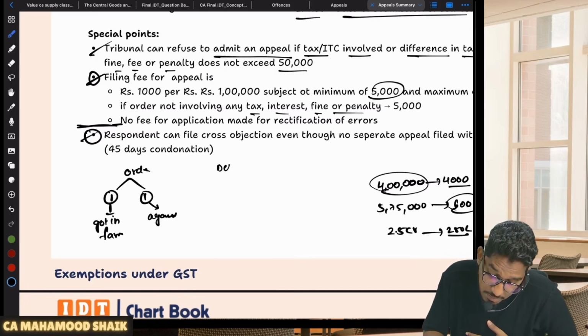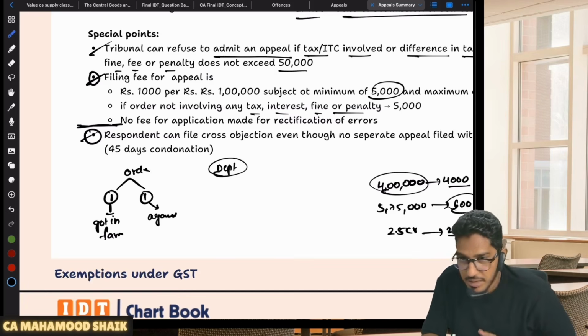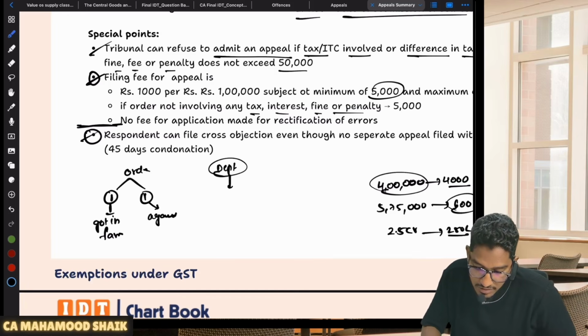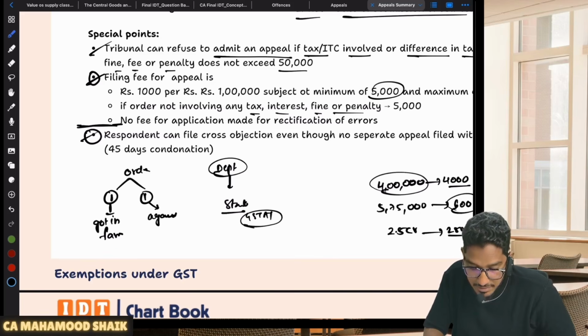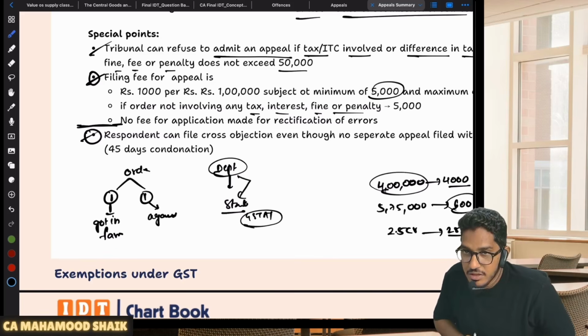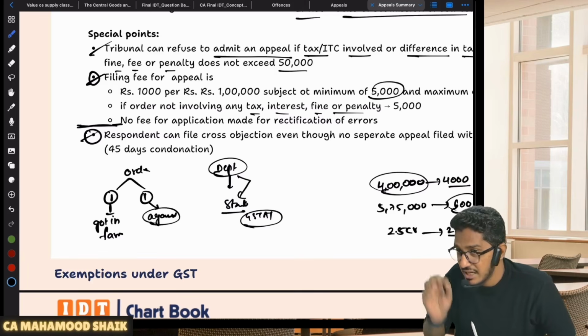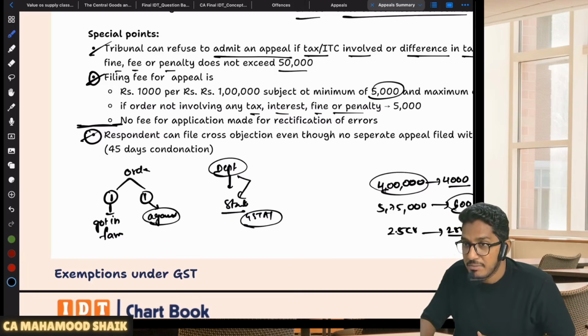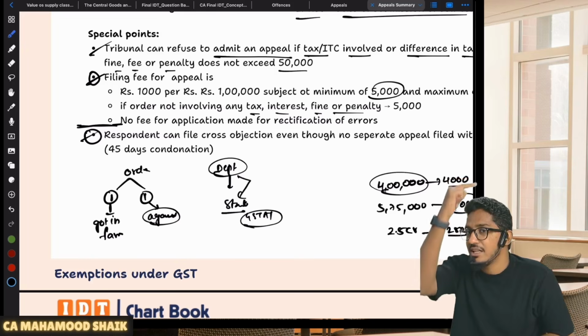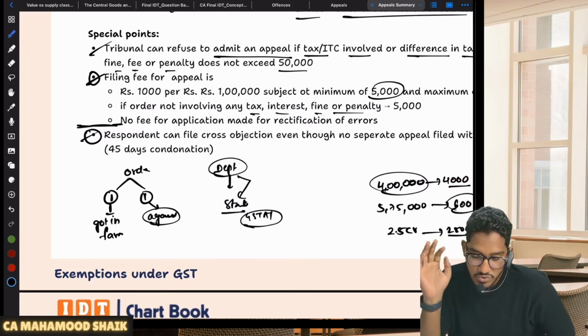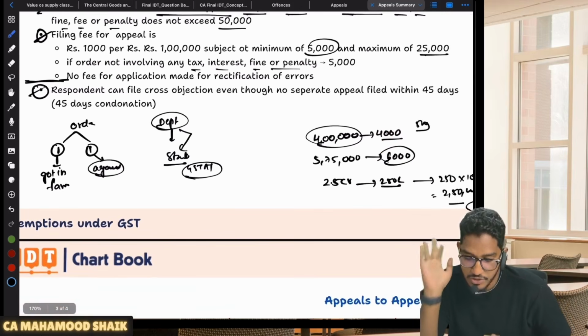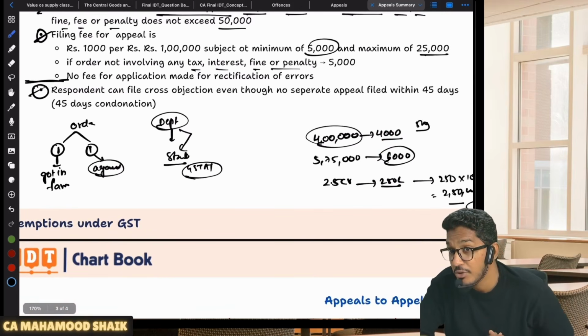But what happened is the department challenged the order. The issue has gone to GSTAT, but it was filed by the department. You were happy with the order, so you did not go for appeal regarding the issue which you are against. But now the department has started an appeal. Now GSTAT will give you one option. What option? You file something called a memorandum of cross objection.